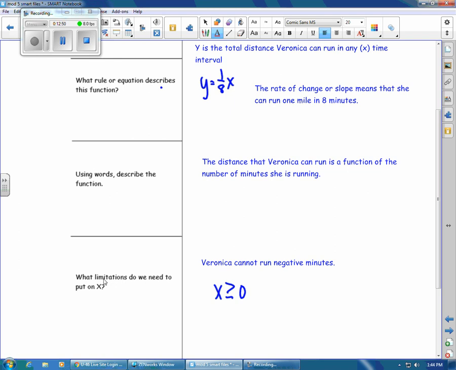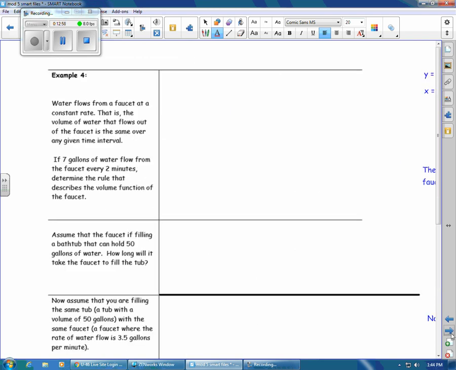The word limitations, that becomes important as we get into more complex functions. Right now you're probably thinking, well, it's very straightforward as far as that goes. I know you can't run negative minutes. Well, what happens if you can do something for a negative amount of time, or if there is something that can be done in a negative way? So those will be coming in our future.